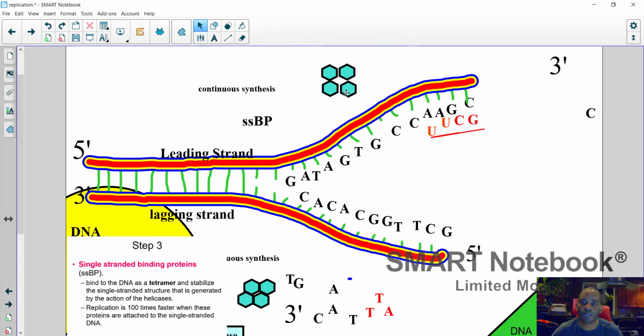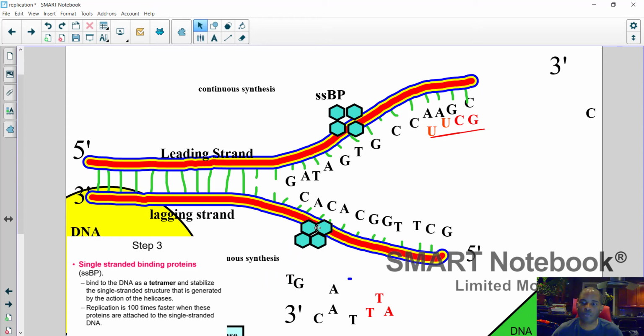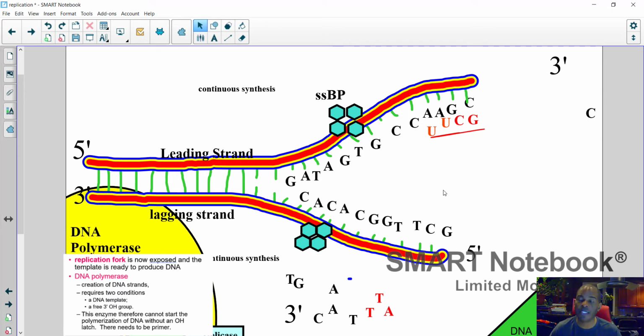And so that's the job of these SSBPs, which stands for single-stranded binding protein. So you've got a group of these that will bind to the DNA, and think of them as like light-charged magnets or something, but they keep the strands separated. And so now the fork is exposed. That's this area here. I keep on calling it a fork. And you can now get replication.